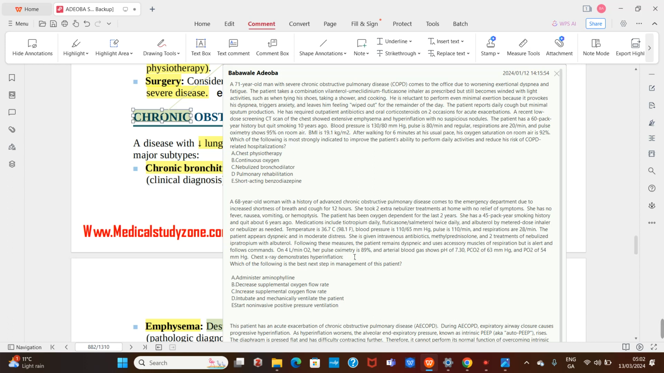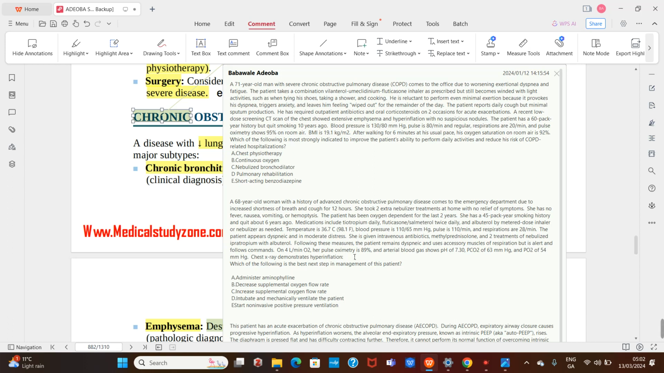Yeah, strongest indicator to improve the ability to perform daily activities and reduce the risk of COPD-related hospitalization. So what do we think? We're looking for anything that'll make it better. Pulmonary, why not rehabilitation? Yeah, you have to rehabilitate this person.